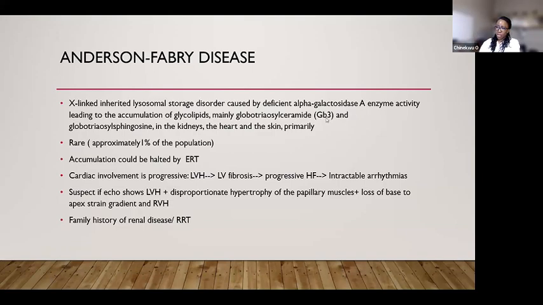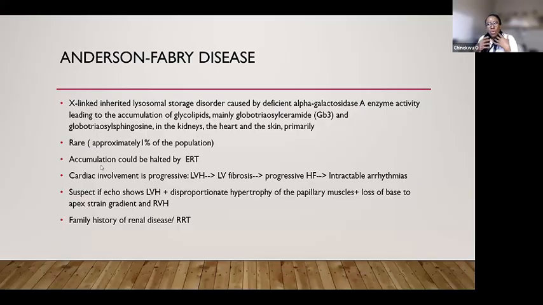And these are the forms, Gb3 and globotriaosylsphingosine, that accumulate in tissues. They can accumulate in the heart, the kidneys, the skin, the muscle and nerves, but largely the heart, kidneys, and skin. It's quite rare. But the good news is that this accumulation can be halted by enzyme replacement therapy, because remember, it's an enzyme deficiency. If we can give the patients that enzyme, then we don't have the accumulation.